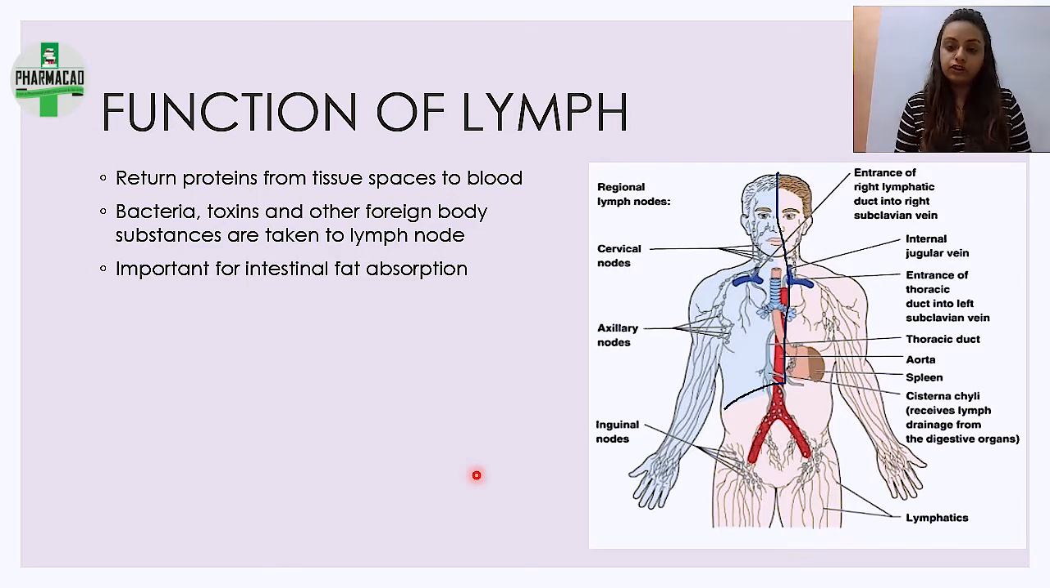What is the function of lymph? The first function is that it returns the proteins from tissue spaces to blood. Interstitial fluid has a lot of proteins which the veins fail to carry. Those are carried on by the lymphatic channels. Correct? Second is that any bacteria, toxin and other foreign body, if we let it travel directly through the venous system, it will go to the heart and through the heart to the whole body. There is no patrolling anywhere in the venous system.